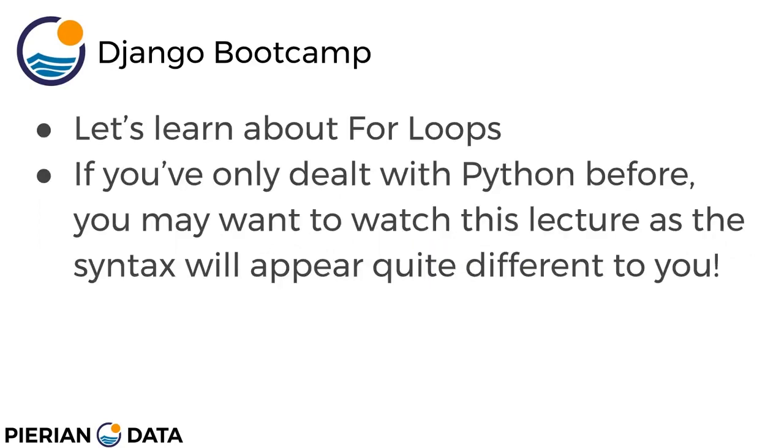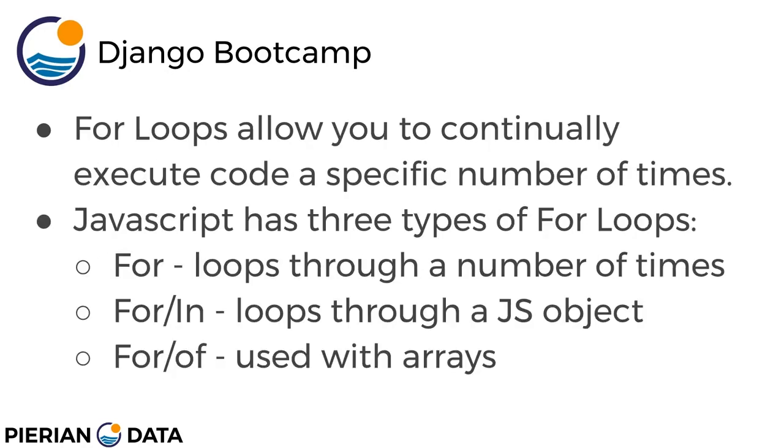So we're going to be learning about the most basic for loop in JavaScript in this lecture, and if you've only dealt with for loops in Python before, you may actually want to watch this lecture instead of just reading the notes, because the syntax for a basic for loop in JavaScript is going to appear quite different to you versus Python's for loop. Okay, so what is a for loop? Well, a for loop allows you to continually execute code, usually a specific number of times, or linked to the elements in a sequence. Now, JavaScript has three types of for loops.